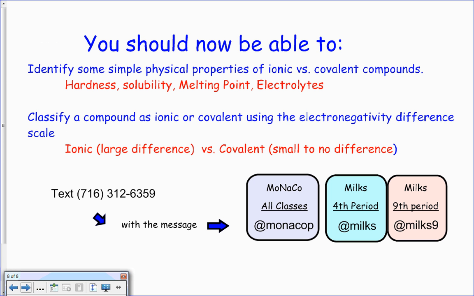And now we can identify a sample based on its physical properties. What's its melting point? Is it hard? Does it conduct electricity? Conducting electricity is another telltale sign, if you will. Ionic is going to have a large difference in END, and covalent is going to have a smaller one. If they're right on the cusp of that 1.4, make sure we go back and check, is it metal, non-metal?